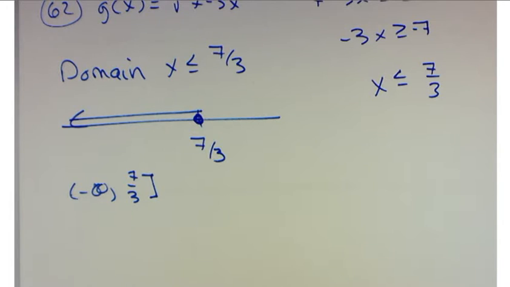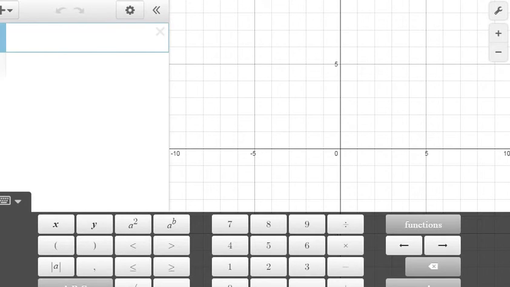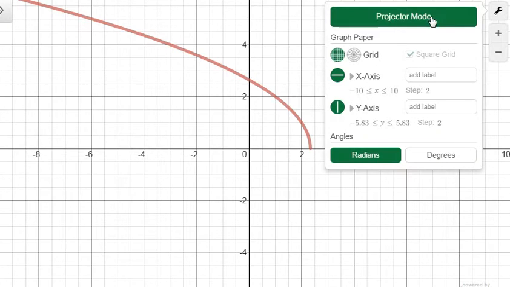Now let's see the correspondence between that and its graph. Now I mentioned earlier that there's a really cool site called Desmos, desmos.com. When you go there, you can graph lots of really cool functions very easily. So I'm going to graph y equals the square root of 7 minus 3x. And take a look what we got. Let me just adjust this for projector mode.